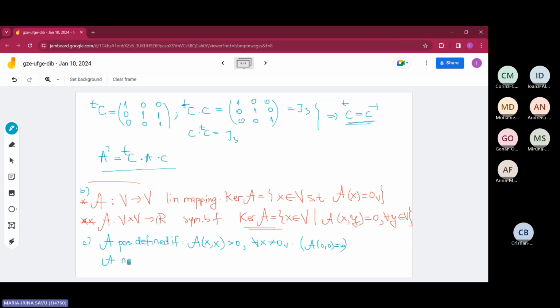And A is negative defined if A of X and X is less than 0. But it doesn't mean that all bilinear forms are positive or negative defined. So if A is a bilinear form, A can be positive defined, negative defined, not positive, not negative.